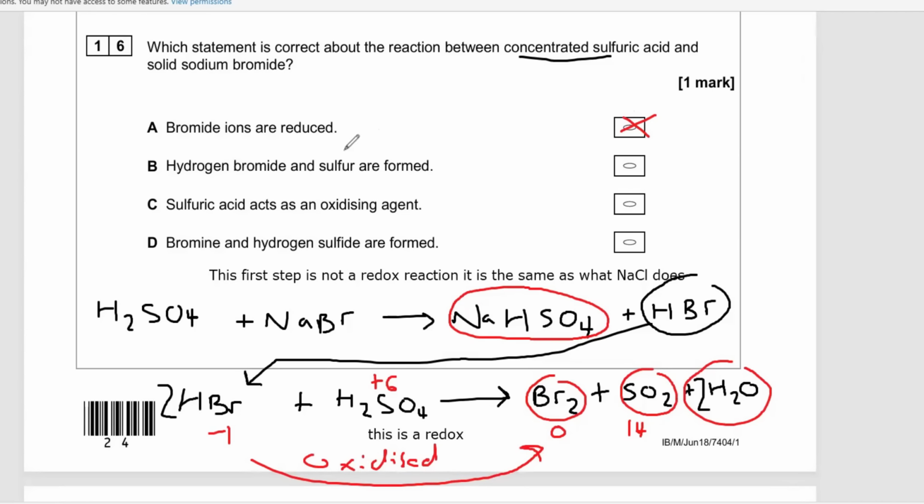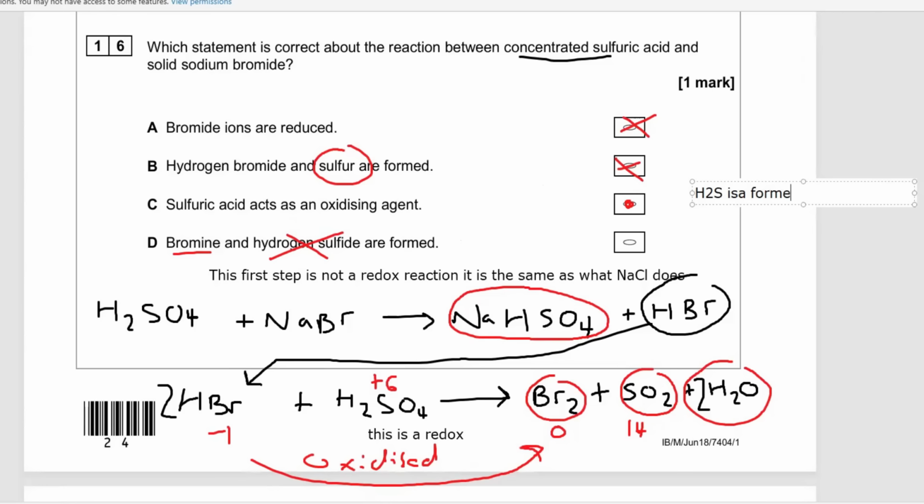So no, they're oxidized. Hydrogen bromide and sulfur formed. Do you see the S here? No, there's no sulfur formed here. But you would get sulfur formed if you used hydrogen iodide because it can further reduce the sulfur dioxide to sulfur. Sulfuric acid acts as an oxidizing agent. Yeah, the sulfuric acid does act as an oxidizing agent, doesn't it? Because the hydrogen bromide's oxidized, it must be the sulfuric acid that's doing it.